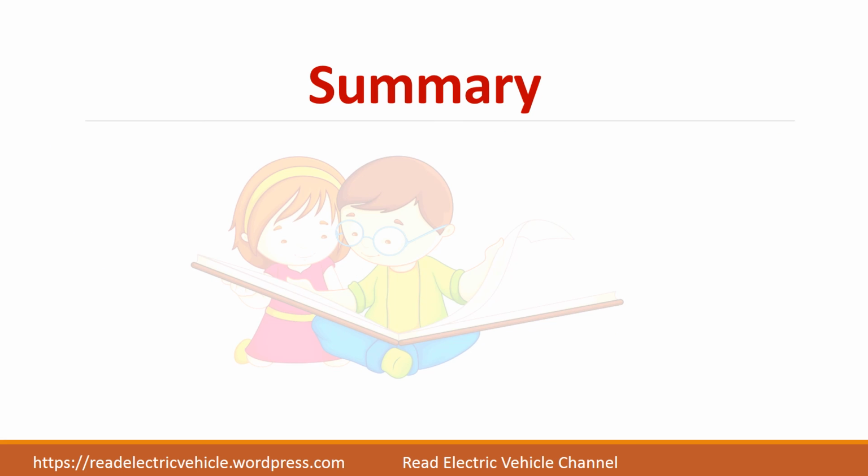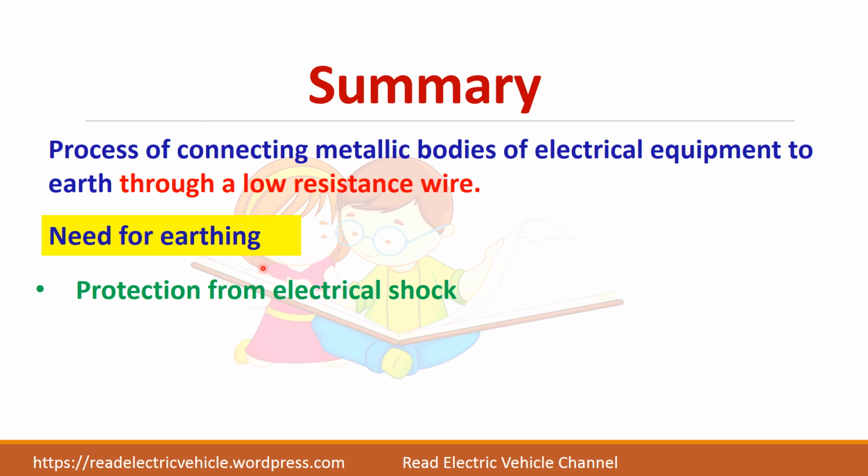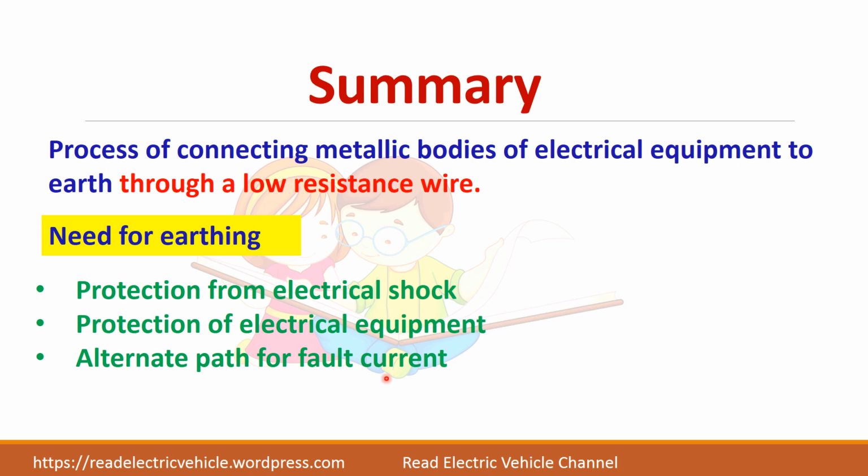Let us summarize what we have seen. Earthing is a process of connecting metallic bodies of electrical equipment to earth through a low resistance wire. The needs for earthing are protection from electrical shock, protection of electrical equipment, and an alternate path for fault current. It can also act as a common reference point.